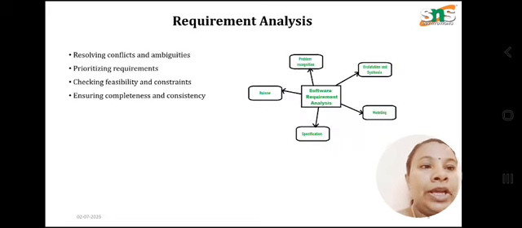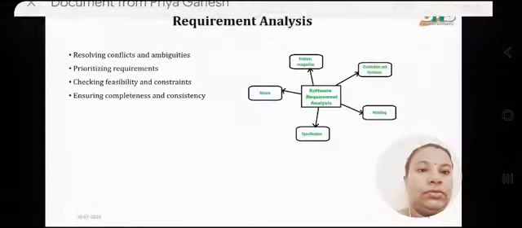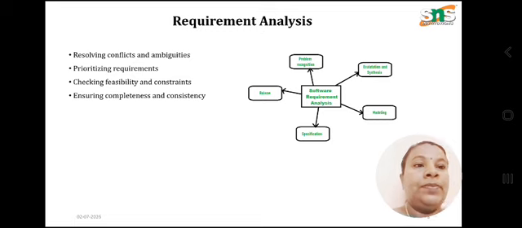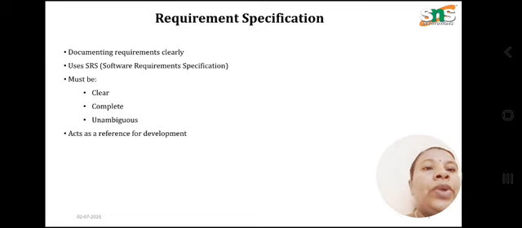So in the requirement analysis phase: resolving conflicts and ambiguities, prioritizing requirements, checking feasibility and constraints, ensuring completeness and consistency. Then requirement specification: documenting requirements clearly. It uses the SRS, software requirement specification. It must be clear, complete and unambiguous, so it acts as a reference for development.